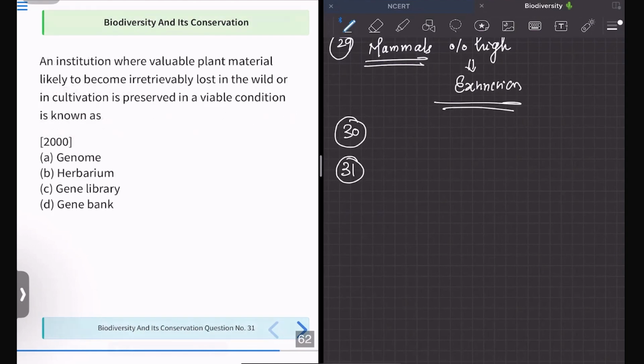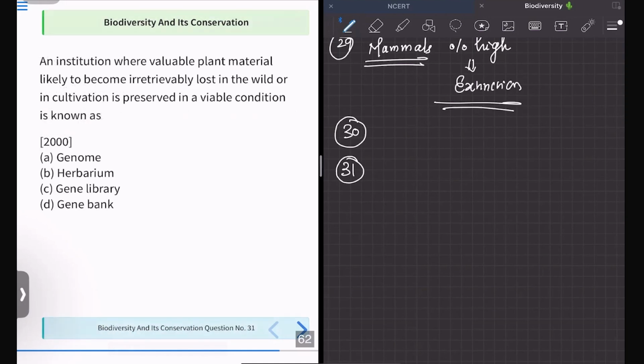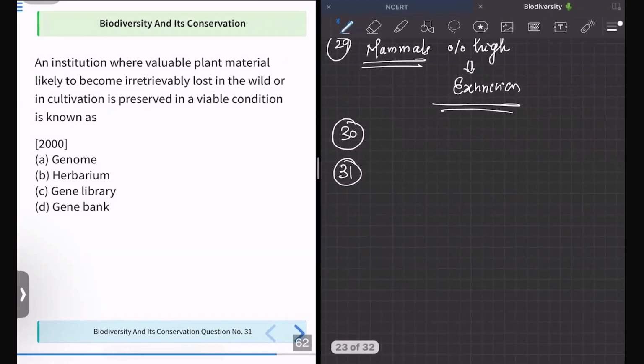True. And in this question, there was a concept of endangered, and we have discussed what is endangered. And I want you to remember the endangered species in India for plants and animals. We have discussed it, but I want you to remember it. So let us move to question number 31.